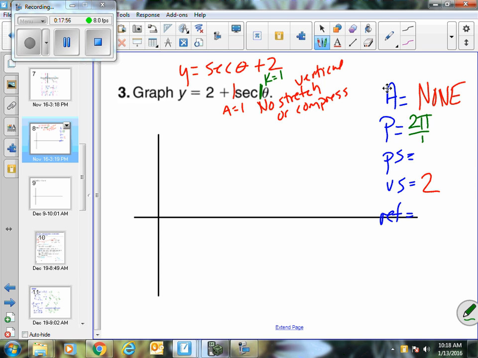How do I know it's 2 pi divided by 1? It's secant. That's the reciprocal of cosine. They have the same starting period. So 2 pi divided by 1, it's 2 pi. What that tells me is it hasn't been stretched out horizontally at all. It's the same length. Phase shift.